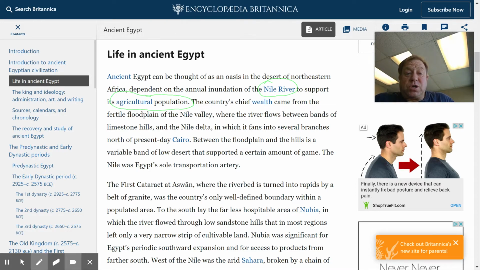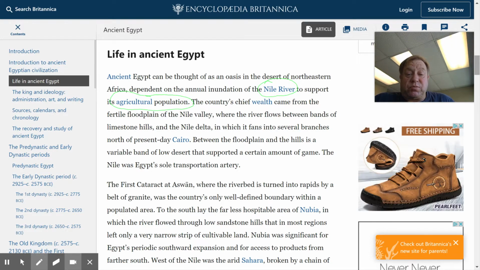The country's chief wealth came from the fertile floodplain in the Nile Valley, where the river flows between bands of limestone hills and the Nile Delta, in which it fans into several branches north of present-day Cairo. Between the floodplain and the hills is a variable band of low desert that supported a certain amount of game. The Nile was Egypt's sole transportation artery.